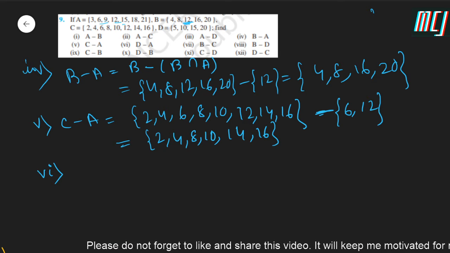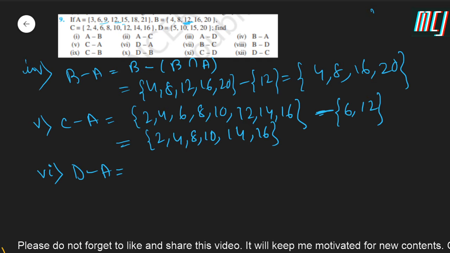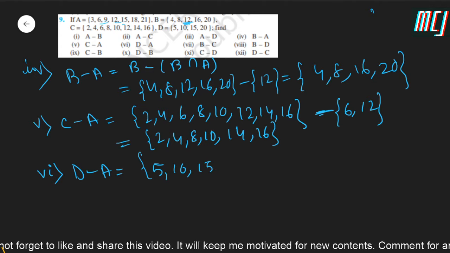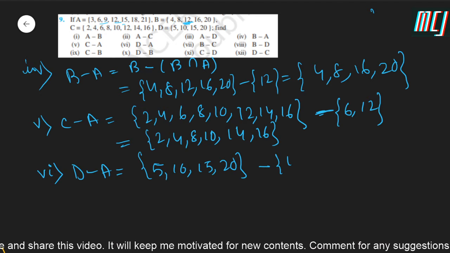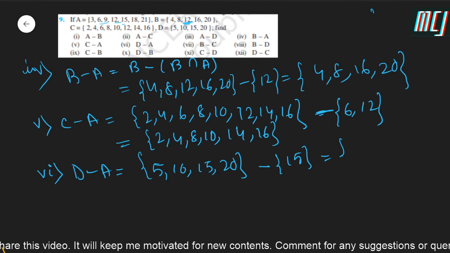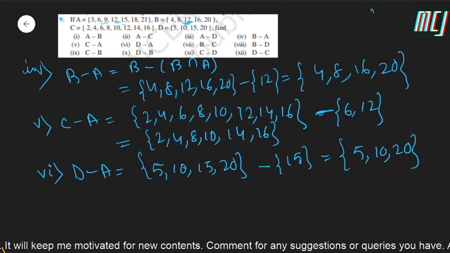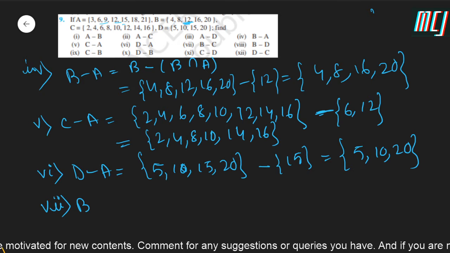Now the sixth one, that is D minus A. So D minus of D intersection A. That is 5, 10, 15, 20. And A intersection D, that was only 15. So this is 5, 10 and 20. So the seventh one, B minus C.